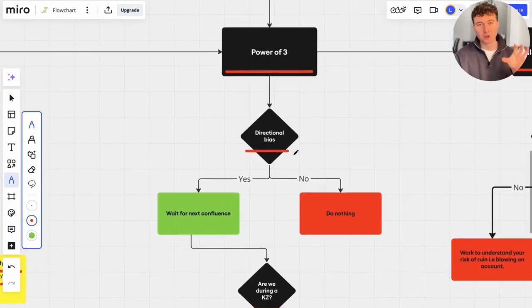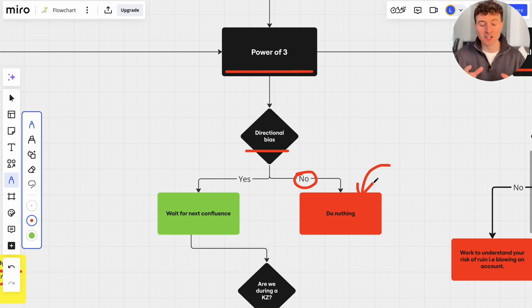The first thing that you need to ask yourself when you turn up to the market is, what is my directional bias? If you do not have a directional bias, i.e. the answer is no, then you should be doing absolutely nothing within the market. So let's say that the market is just simply consolidating.